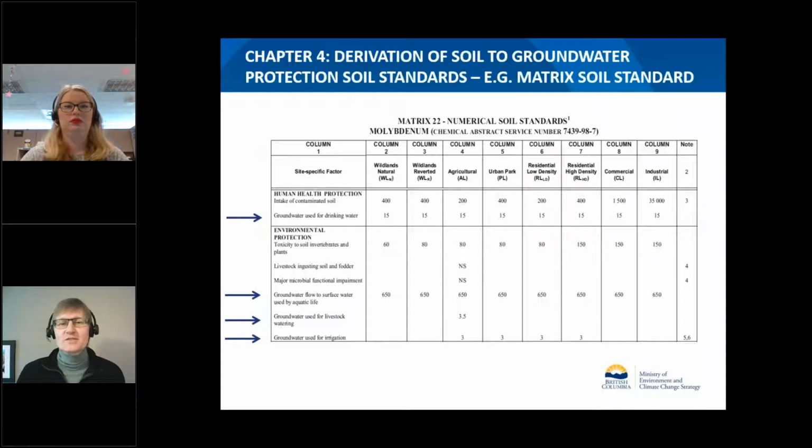For human health, these are the intake of contaminated soil standards. For environmental protection, these are the toxicity to soil invertebrates and plants, livestock ingesting soil and fodder, and major microbial functional impairment standards. Next slide, Cindy.